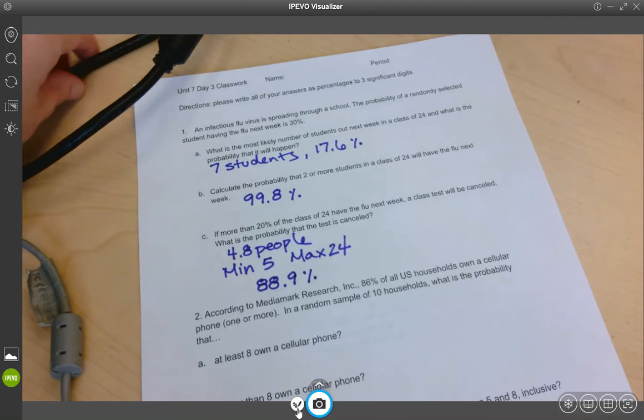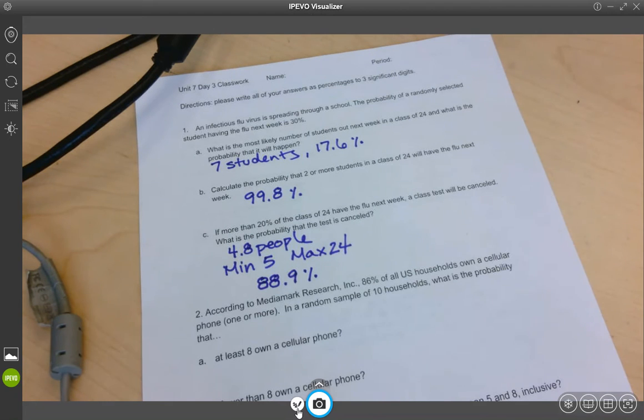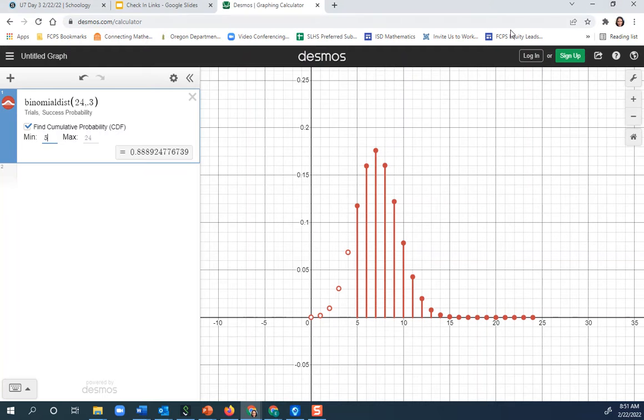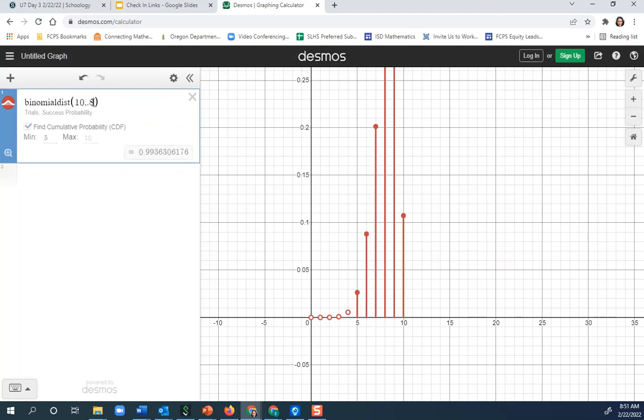All right, the second one was really very similar. 86% of households own a cellular phone, random sample of 10 households. What's the probability that at least 8 own a cellular phone? All right, let's see. So this time for my binomial distribution, how many trials were there? 10 trials, very good. And it was 86%, so I'll put 0.86. And I need at least 8, so is 8 the min or the max? The min, good. Okay, so I'm getting 84.5%. Is that what you guys got?